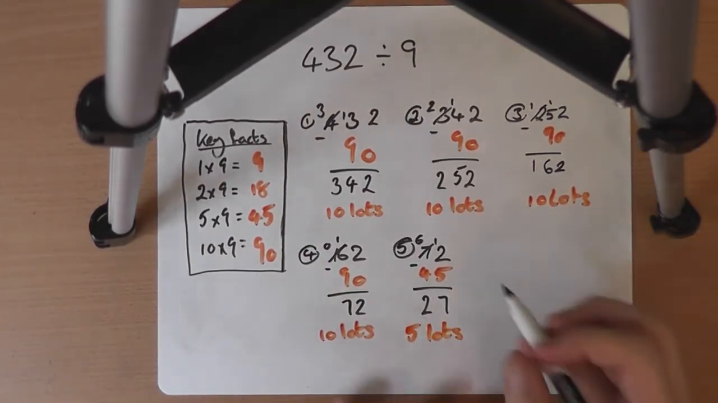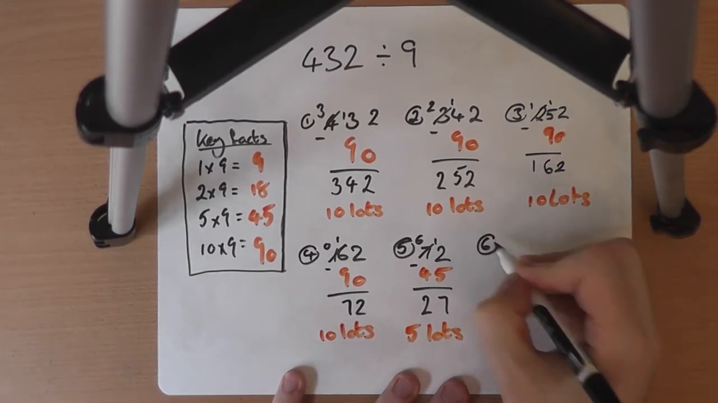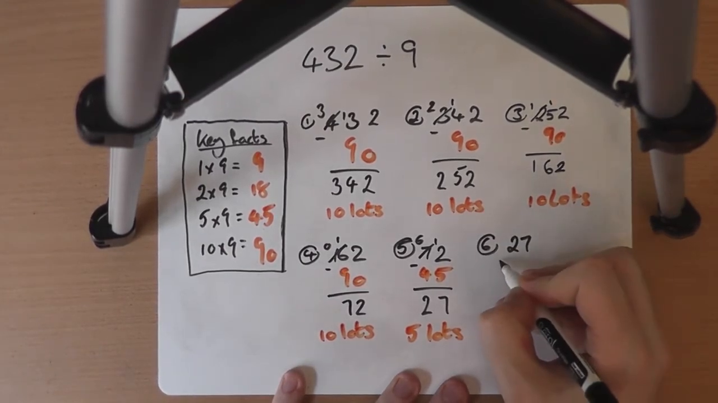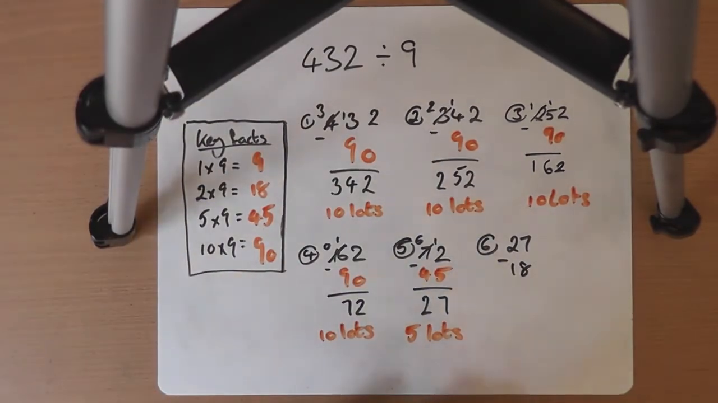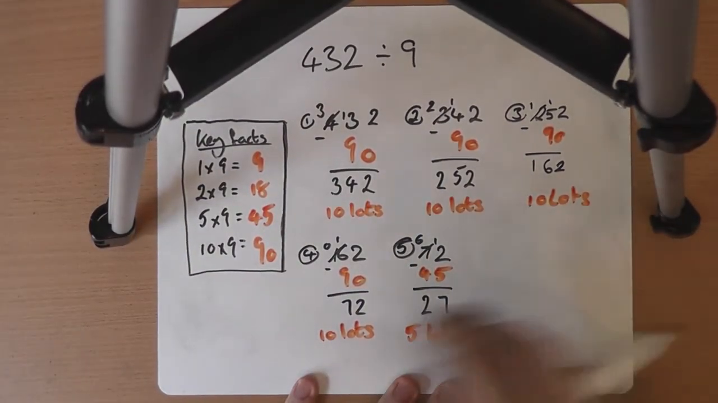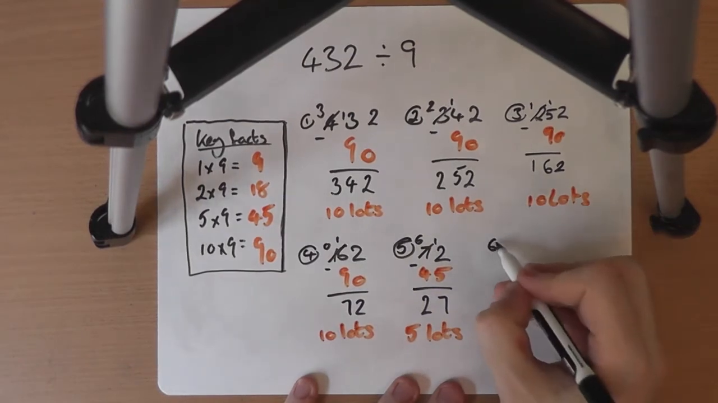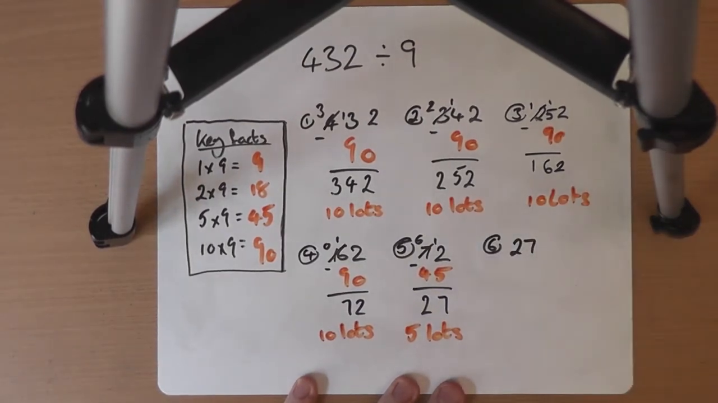We've still got some stuff left. So sum number 6, 27. We could take away 18 this time. We've still got some stuff left. So 27, we could take away 18 this time.